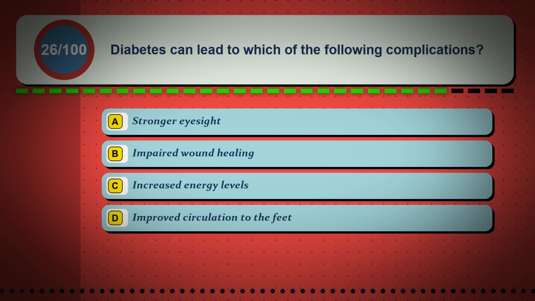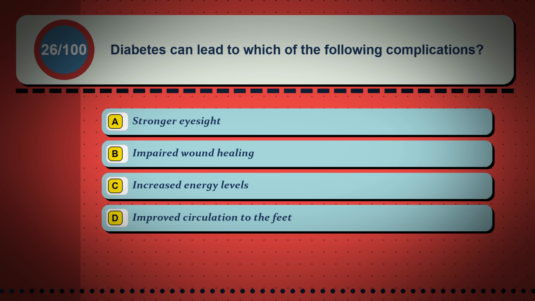Question 26. Diabetes can lead to which of the following complications? Option A. Stronger eyesight. Option B. Impaired wound healing. Option C. Increased energy levels. Option D. Improved circulation to the feet.